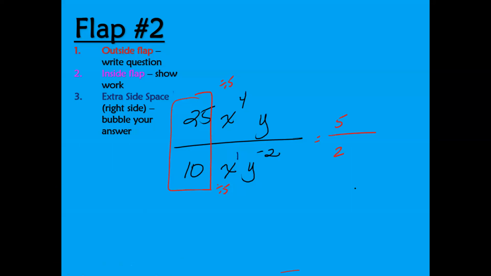And then what you're going to do with the 4 and the 1 is that the 1 is smaller, so you're going to bring it up. Well, 4 minus 1 is a 3, so you have x to the 3rd power. And then here you have a 1. This is a negative 2. You bring up the smaller number, which is going to be the opposite of a negative 2, which is a positive 3. So you have y to the 3rd, and that is your answer.